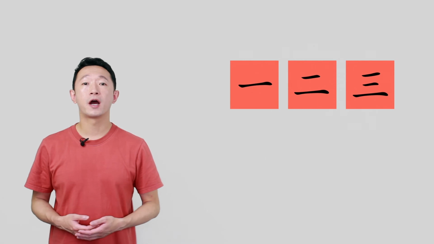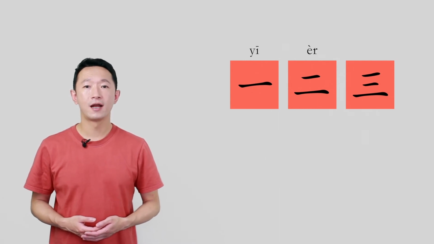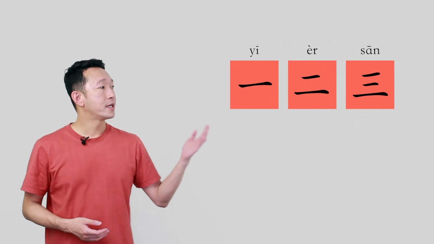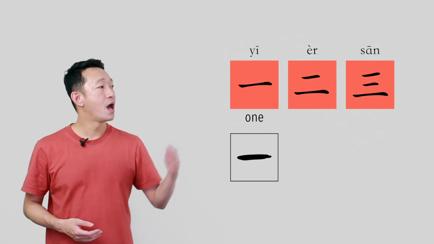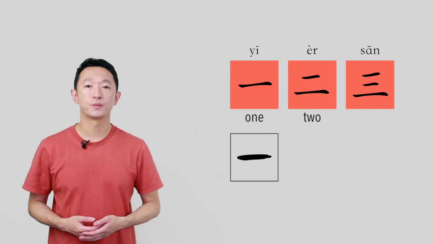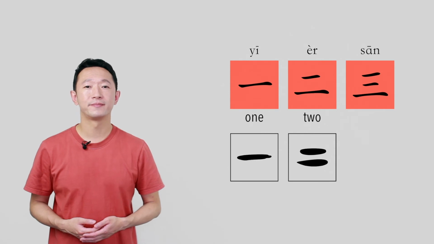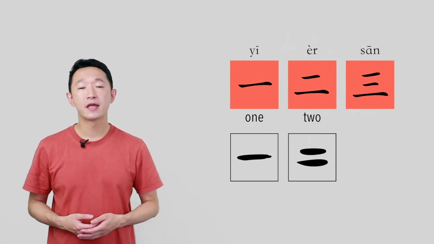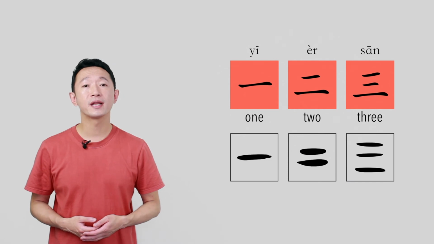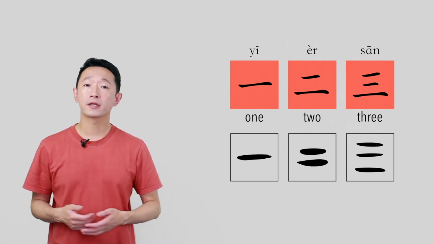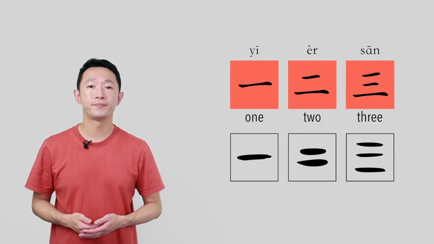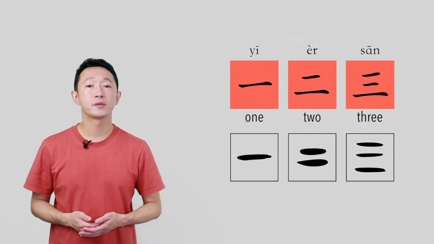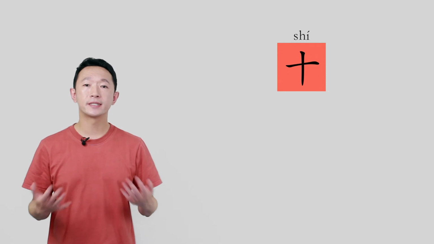These 3 characters are 一、二、三。一 means 1, made by drawing 1 line. 二 means 2, made by drawing 2 lines. 三 means 3, made by drawing 3 lines. You can see the characters for 1, 2, 3 are very simple and logical. But larger numbers can't be written like this. Here is the character 十, which means 10.